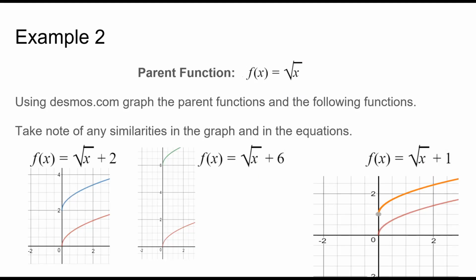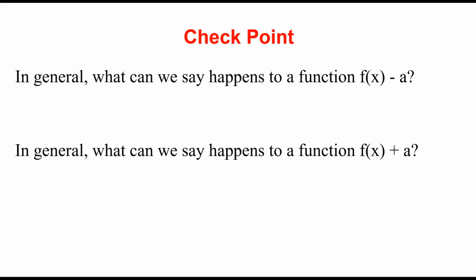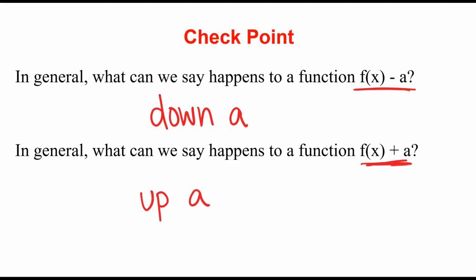And we get this. So here our square root function begins at the origin, and when we add 2 to the function, it moves up 2. Starting at 0, when we add 6, it moves up 6. Starting at 0, it moves up 1 when we add 1. So, what happens when we have a function and we subtract a value? It moves down a. And when we add a constant, it moves up a.